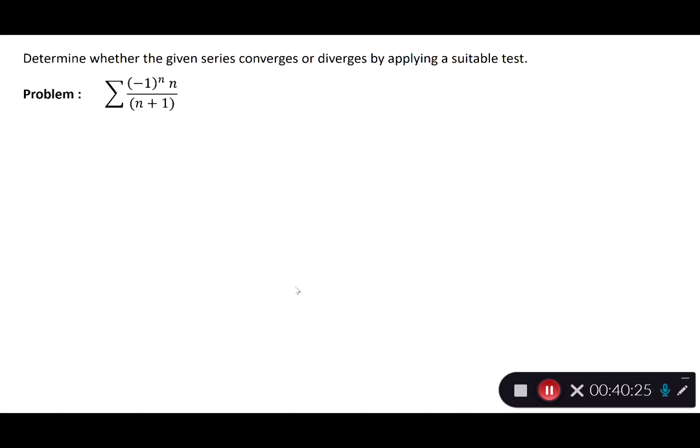-1 to the n times n over n. Hey, wait a minute. That is clearly an alternating series, right? So we'll apply alternating series test. Piece of cake.